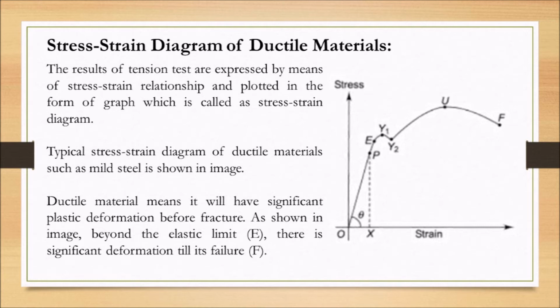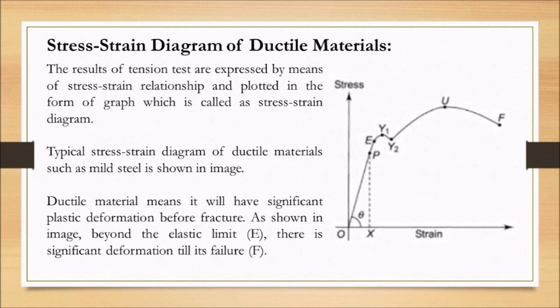In the case of mild steel, it is observed that there is a small reduction in load. The curve drops down to point Y2 shown in the image immediately after the yielding starts. In this case, Y1 is called the upper yield point and Y2 is called the lower yield point. In many cases, Y1 and Y2 cannot be differentiated. They will be very close to each other.